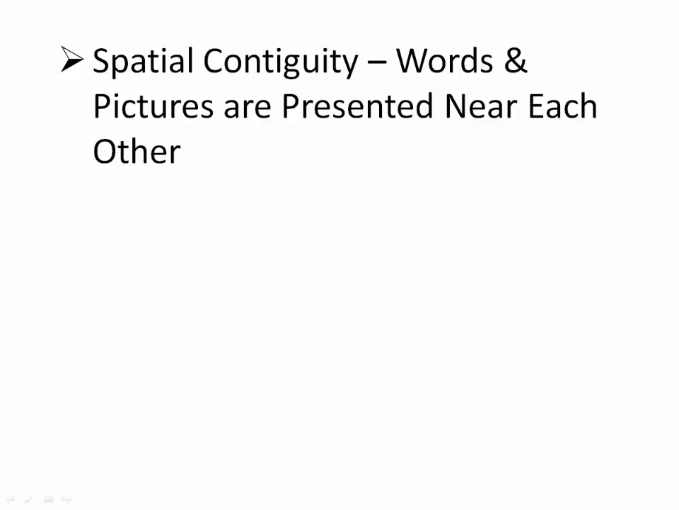The last one is spatial contiguity. This is where words and pictures are presented near each other. And again, the learner learns best when the pictures and the words are near each other. Otherwise, they have to kind of keep one in their short-term memory while they review the next.